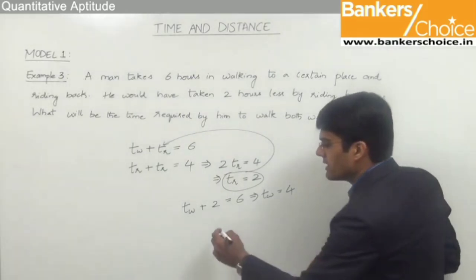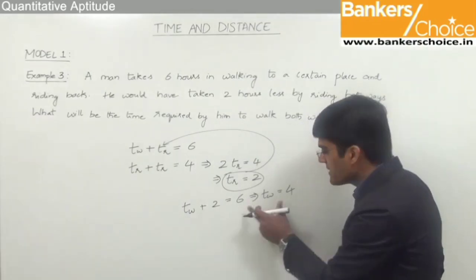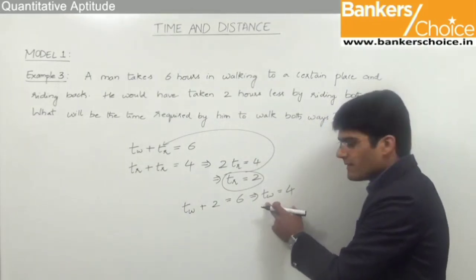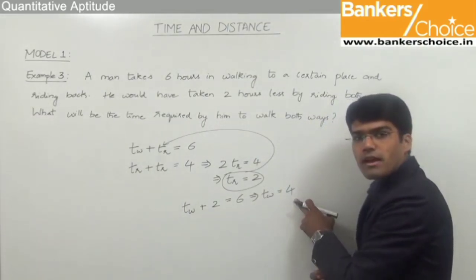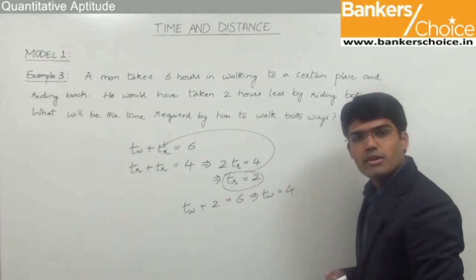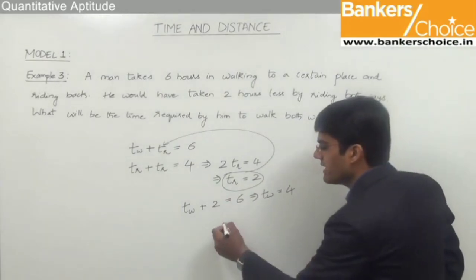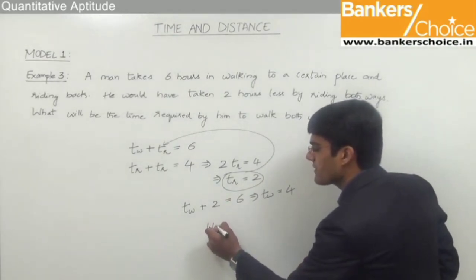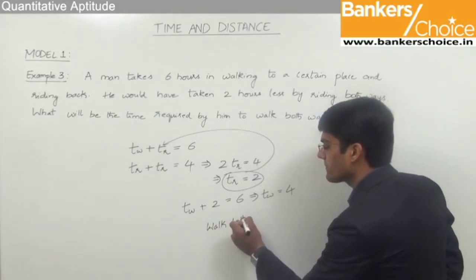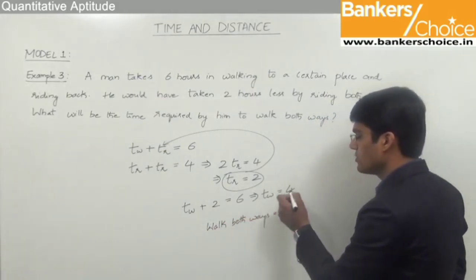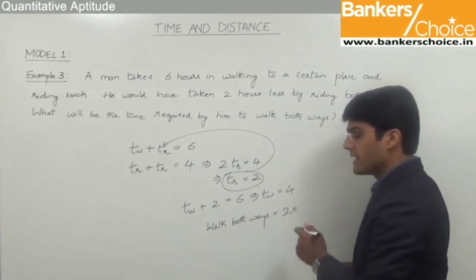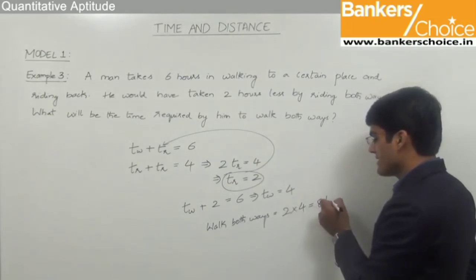Very clearly, the time required to walk both the ways should be double of this time. Why? Because this is for one side, 4 hours. So for two sides, the time required should be 8 hours. So we can say here that the time taken to walk both the ways will be equal to twice the time taken to walk one side. So 2 into 4, 8 hours.